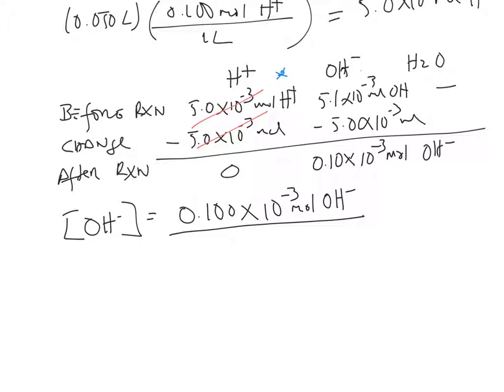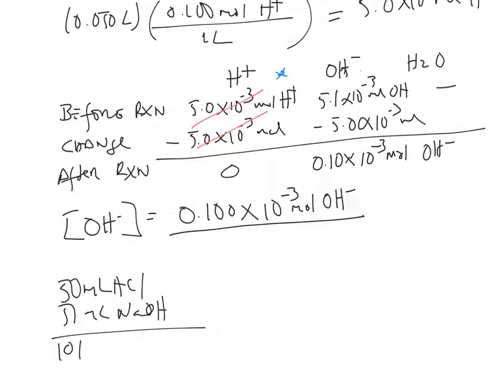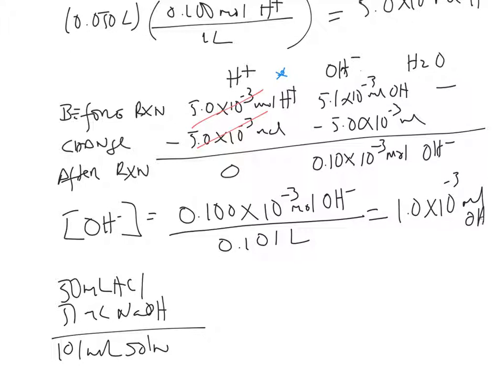But remember that we have in case B 50 milliliters from the HCl and 51 milliliters from NaOH, sodium hydroxide. So this will be equal to 101 ml of solution. So we change that to liters, and this will be equal to 0.101 liter. And this will be equal to 1.0 times 10 to the minus 3 molar OH.